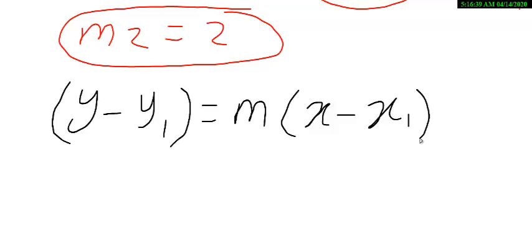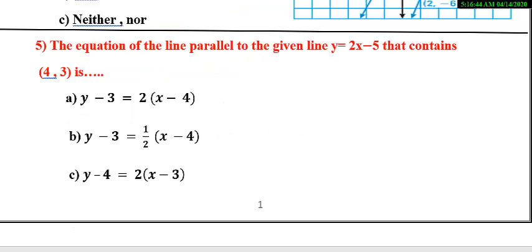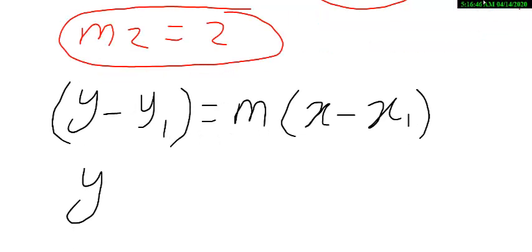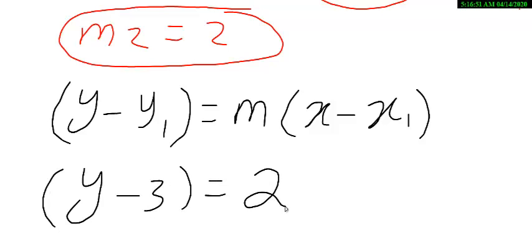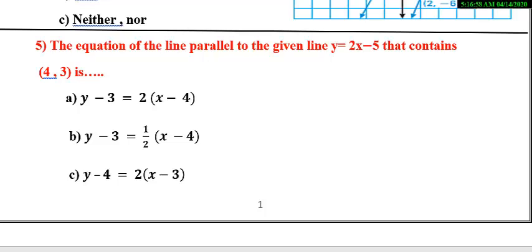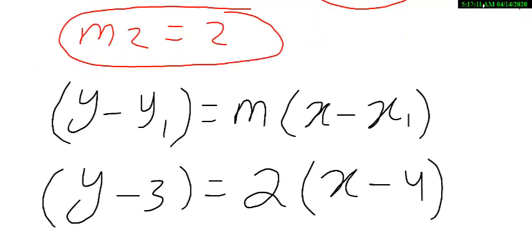So I'm going to plug the point into this equation: y minus 3 equals m, which is 2, as I had before, times x minus 4. And this is matching with the multiple choices here: y minus 3 equals 2 times x minus 4, y minus 3 equals 1 over 2 times x minus 4, and the third one. So I have to decide whether A, B, or C matches what I have now.